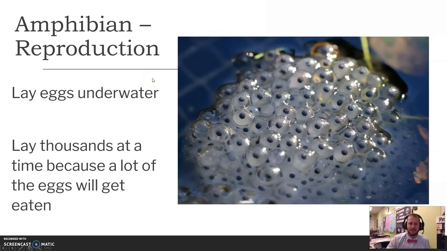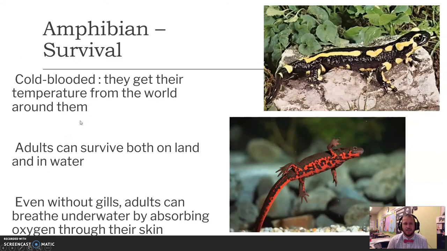Now again, they lay eggs underwater. And again, because they're so small, they get eaten a lot. So they, like fish, lay them thousands at a time so that their species can survive, so that they can continue to reproduce. And then as far as amphibians for survival, they are again cold-blooded, which means they rely on the outside environment to control their temperature.